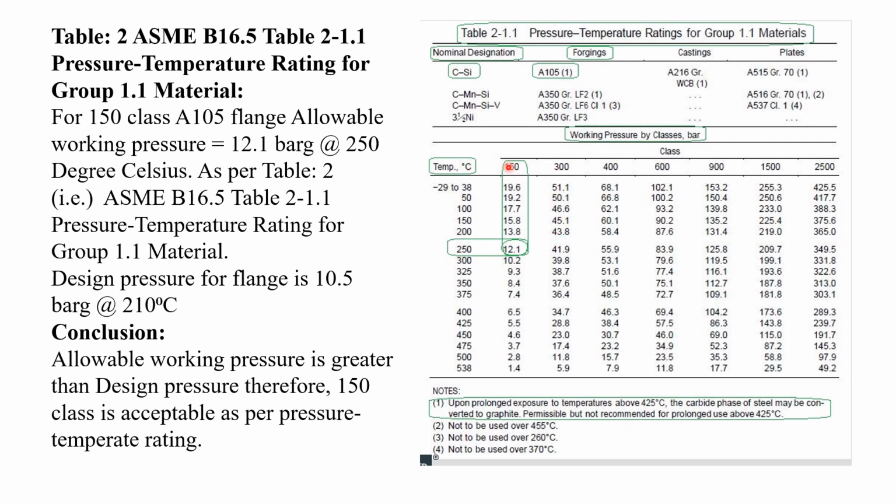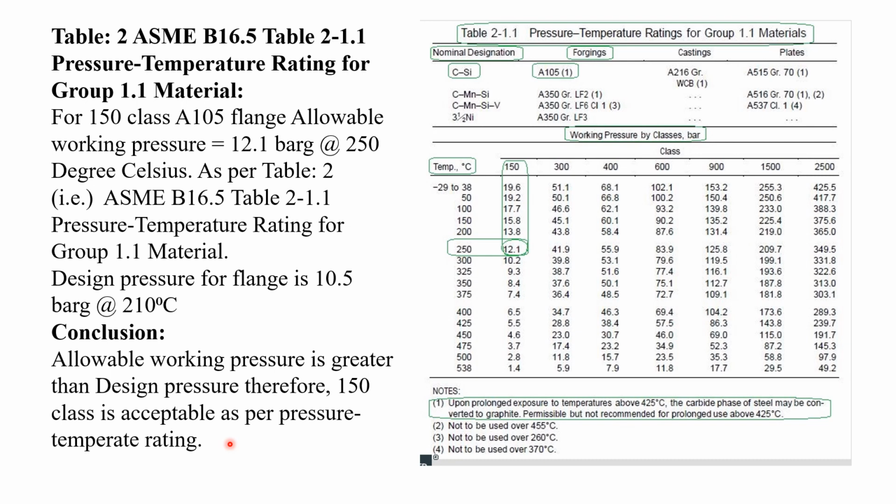So first, let us check the 150 class. Our temperature is 210 degrees centigrade, right? Here we have 250 degrees centigrade in the table. We can also interpolate and find, at that particular temperature, what will be the maximum pressure. But I have not done interpolation. I have taken the maximum temperature as 250 degrees centigrade, and the pressure at 150 class is 12.1 bar. Okay, so design pressure is how much? 10.5 bar at 210 degrees centigrade. So we conclude that 150 class is acceptable as per pressure temperature rating.